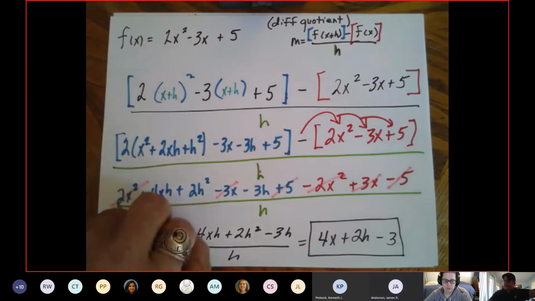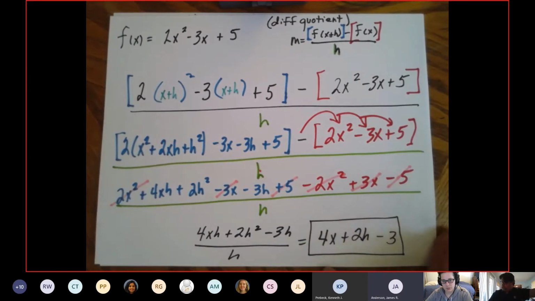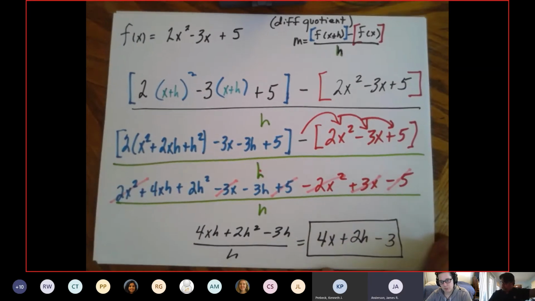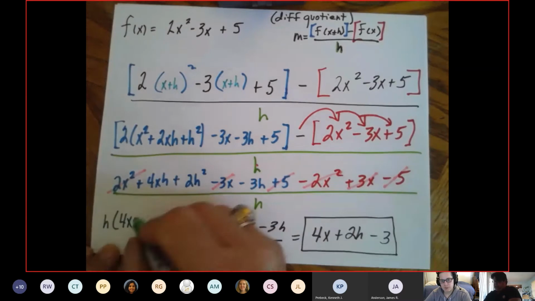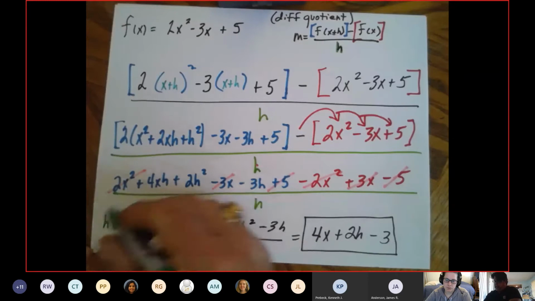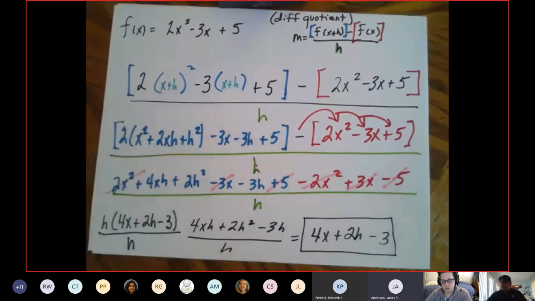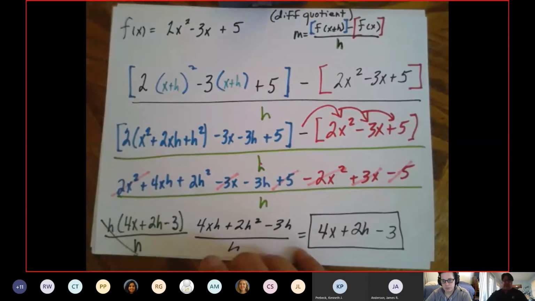Okay? How does the h cancel the negative 3h and the h squared? Oh, well, technically, this is what you do. I skipped a step. Factor out an h, and you get h times 4x plus 2h minus 3, over h. Okay, you can do it individually, or you can do it factored out. I don't care. You get the same answer.